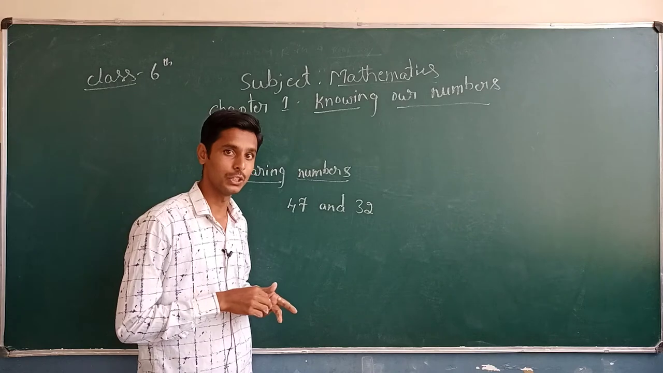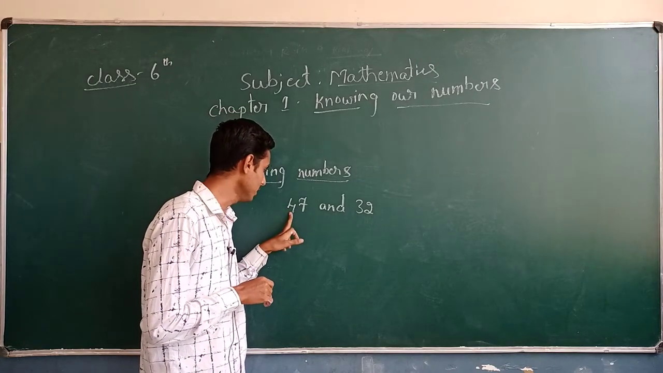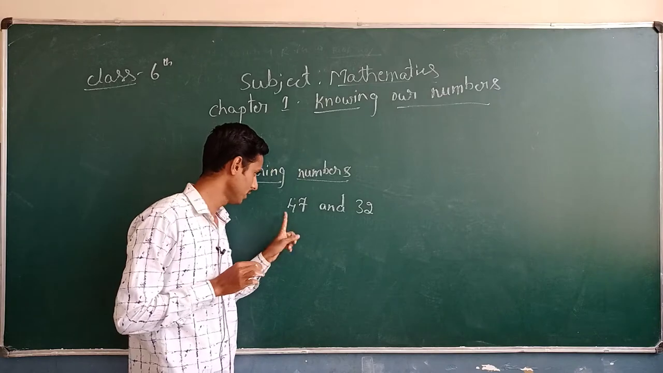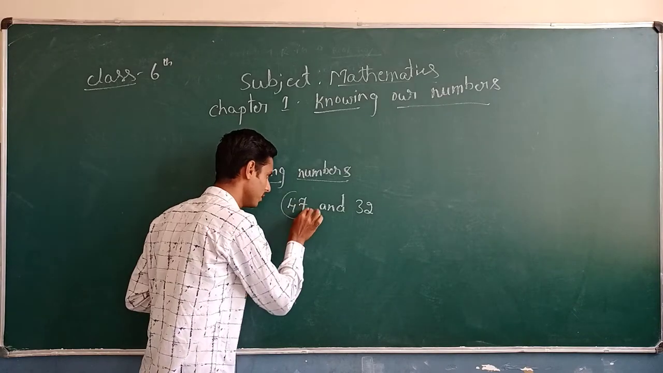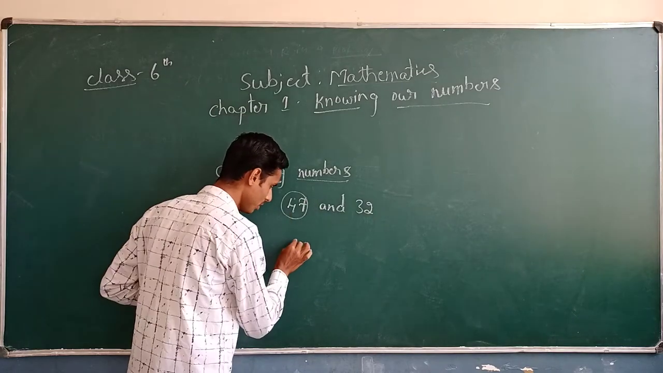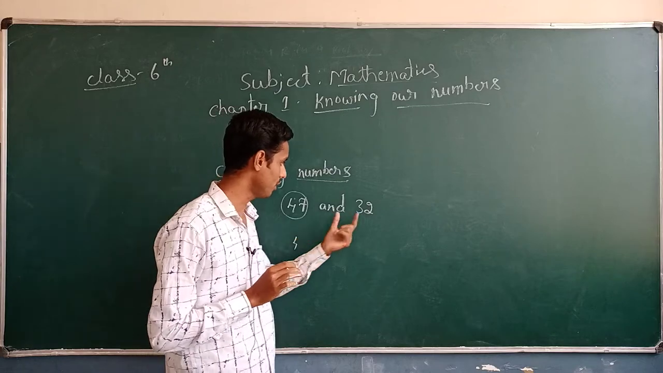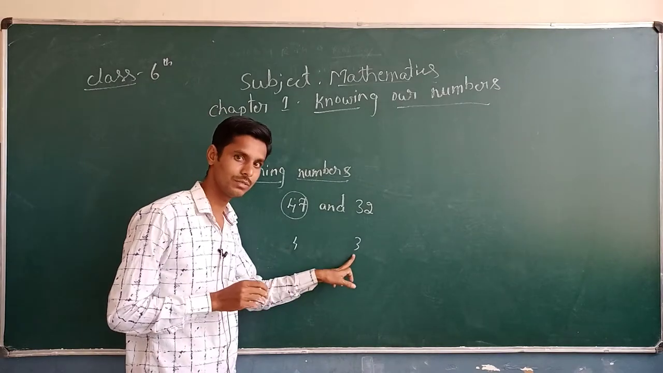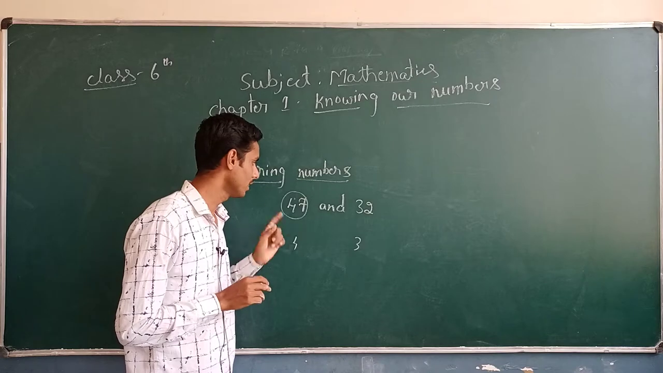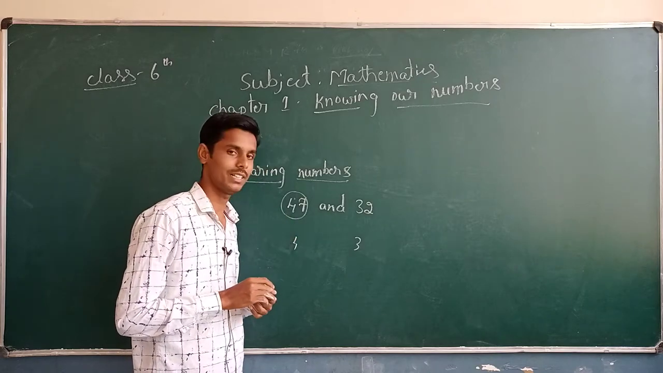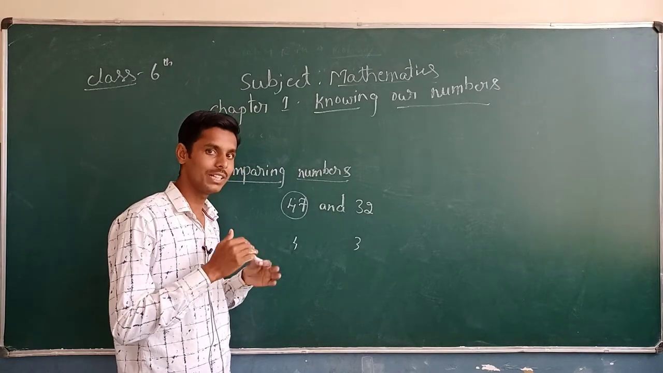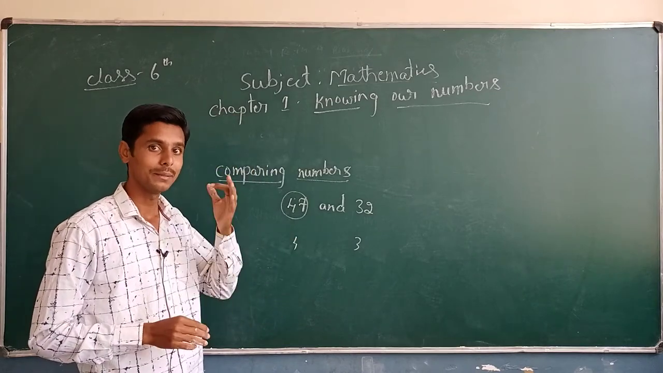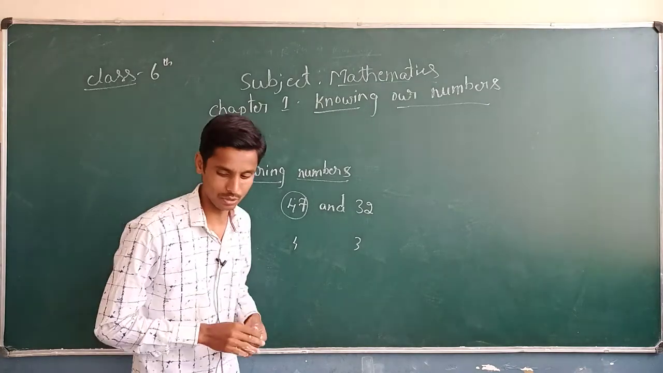But in your mind, you are knowing the place value of the digits. You are comparing the place value of the digits. Here, the place value of 10 in this number is 4, right? Here, the place value of 10 is 3, right? So this 4 is greater than 3. That's why 47 is greater than 32. You are calculating in your mind. So, to compare the numbers, we should know their place values, right?